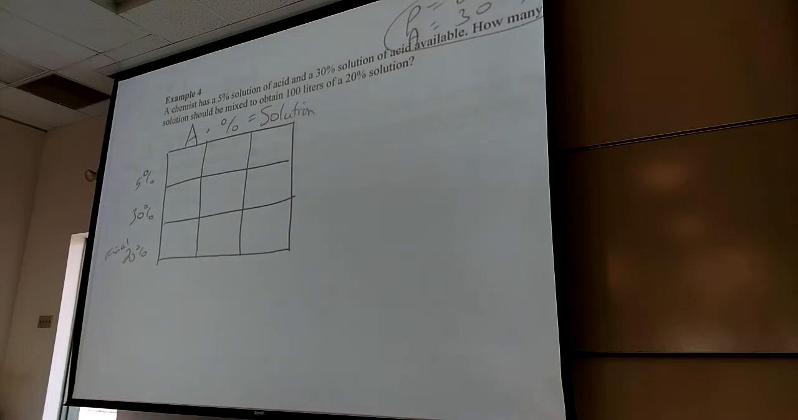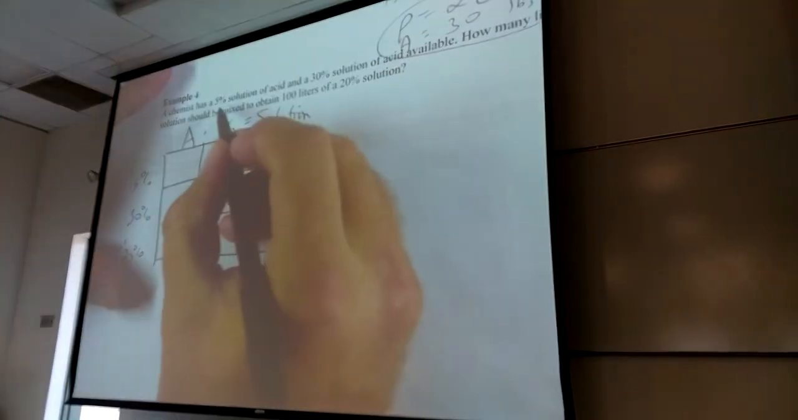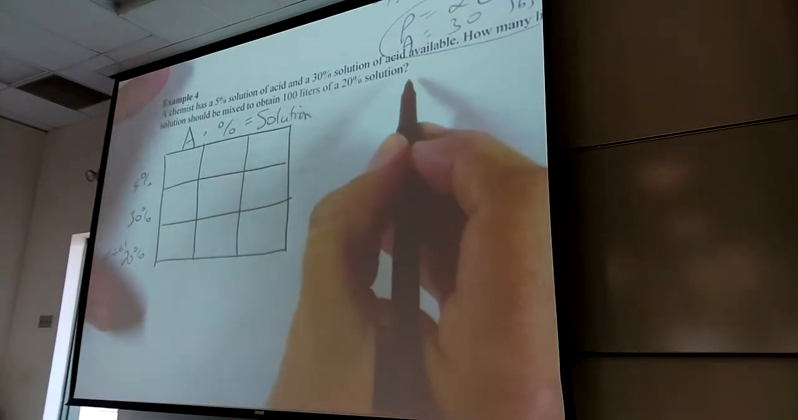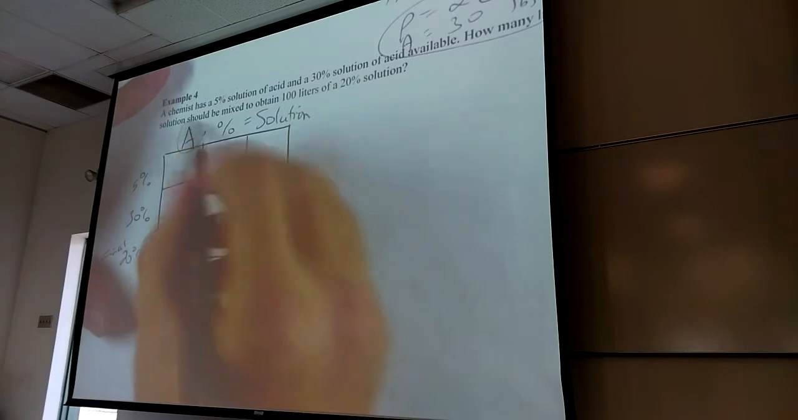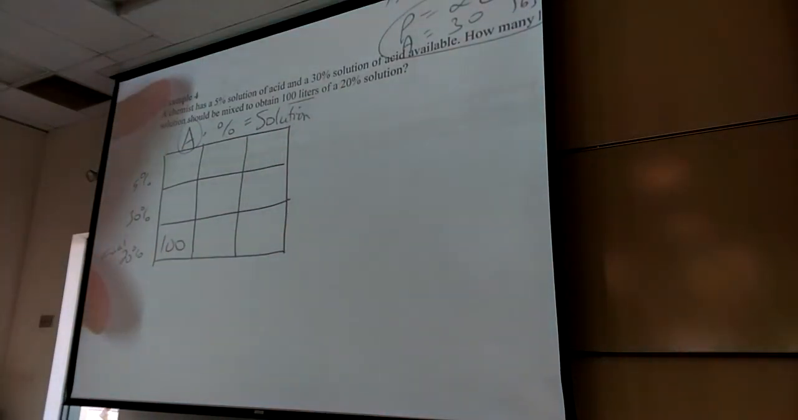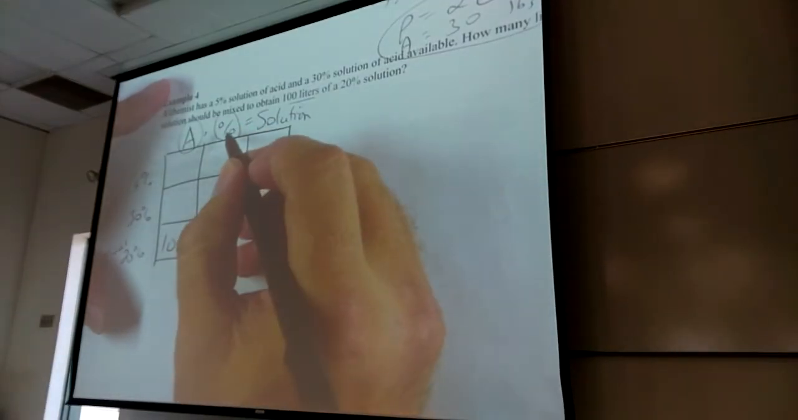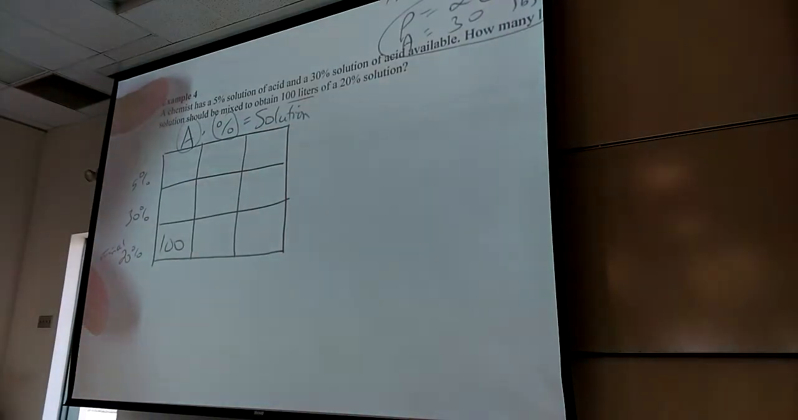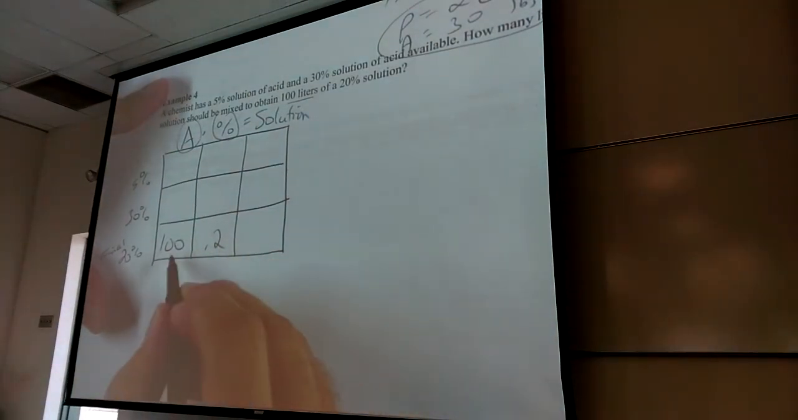So, that's why it makes sense. How much actual acid is in the final solution? Let's start there because we know stuff. What's in the final? What's the amount of the final? 100 liters. And what's the percent? We write this as a decimal, remember? 0.2. So what's 0.2 times 100?